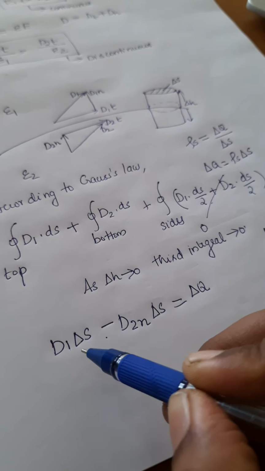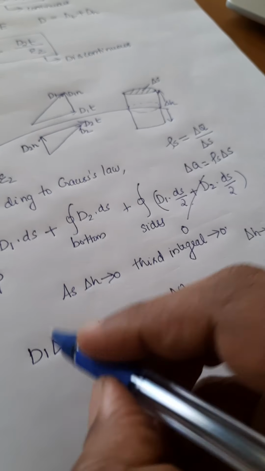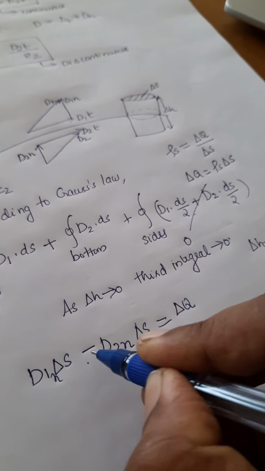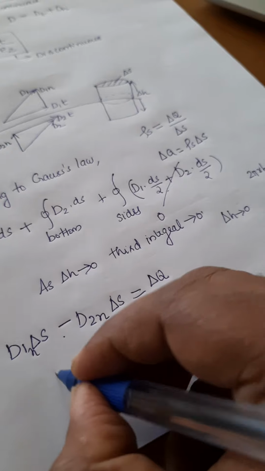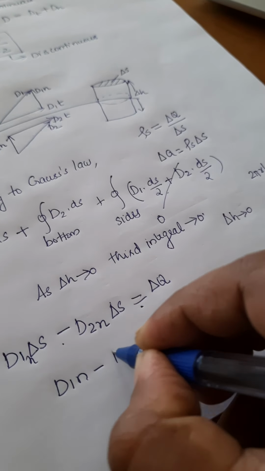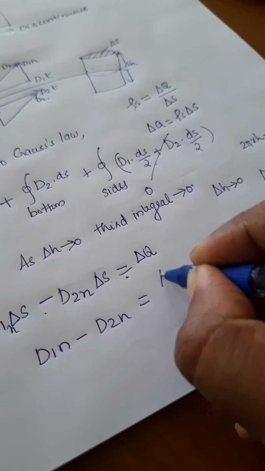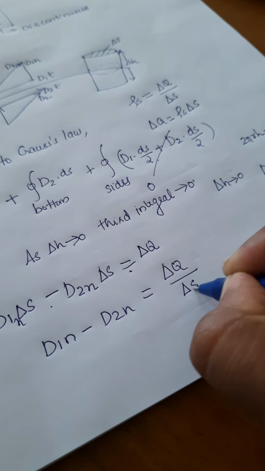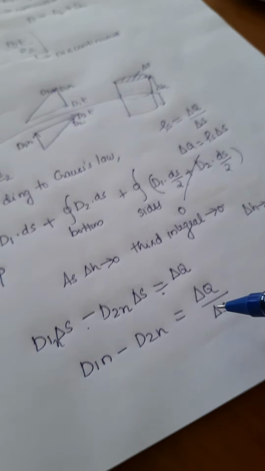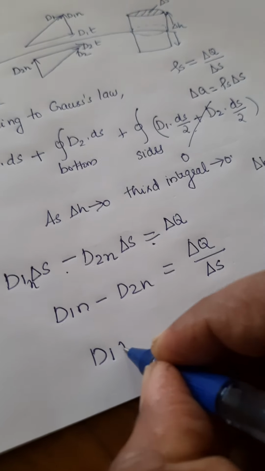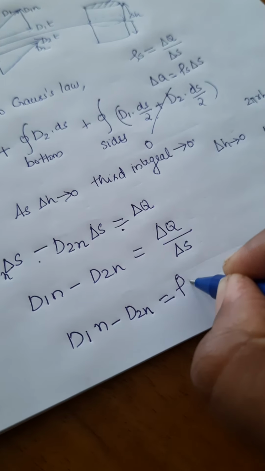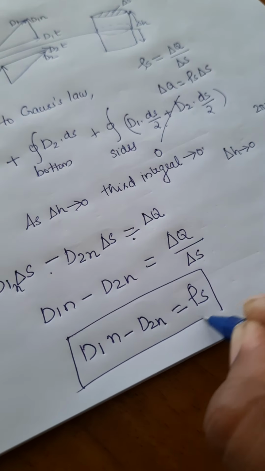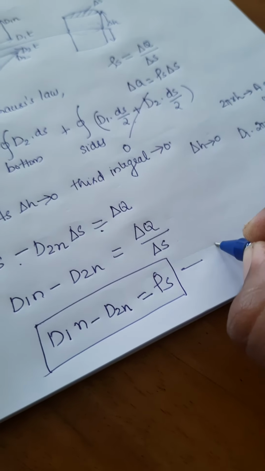So we can write D1n into delta S minus D2n into delta S will be equal to delta Q. Or D1n minus D2n will be equal to delta Q by delta S. But we know that delta Q by delta S is rho S. So we can write D1n minus D2n will be equal to rho S. That is equation number 2.